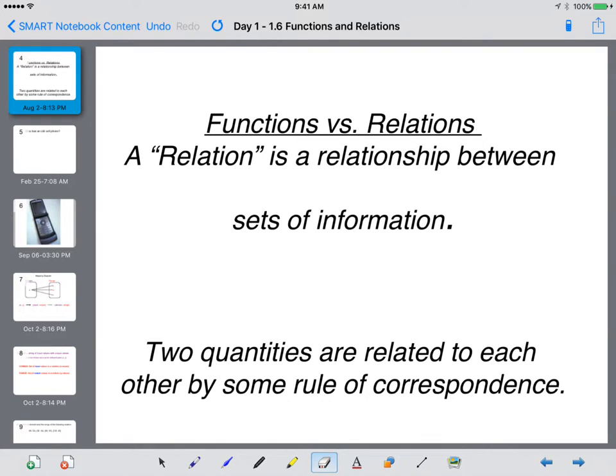Welcome. Today we're going to talk about functions versus relations. Now, a relation is just a relationship between sets of information in math. We talk about it as two quantities that are related to each other by some rule or correspondence, and they correspond with one another. I'm going to give you an easy example to kind of understand this concept.